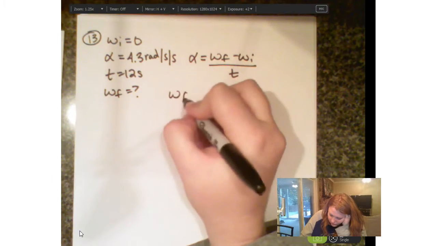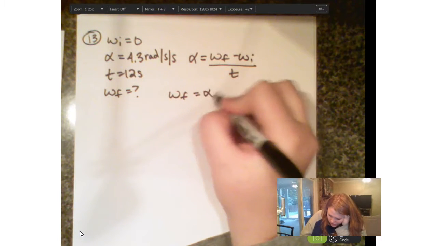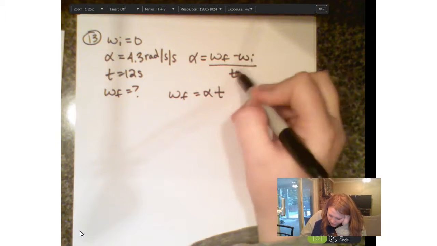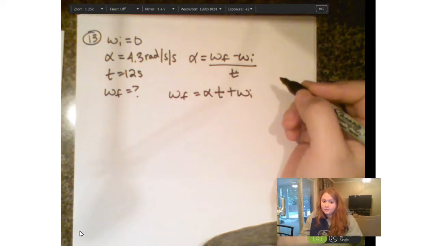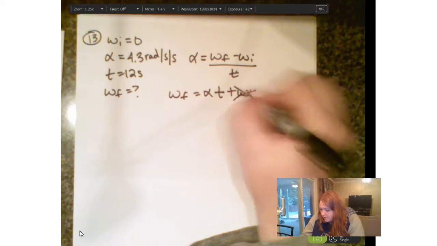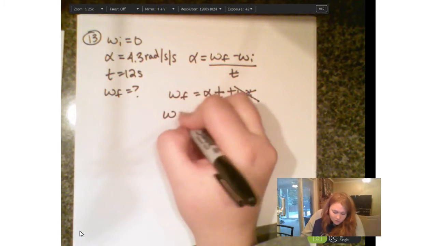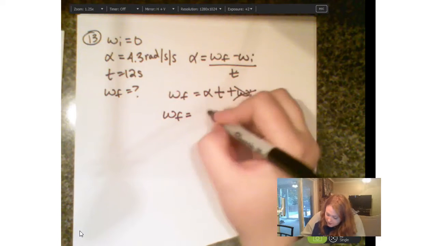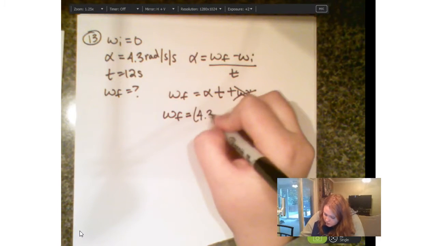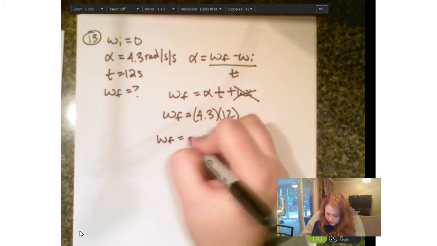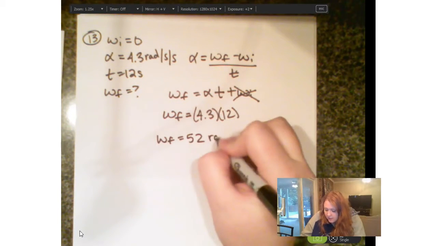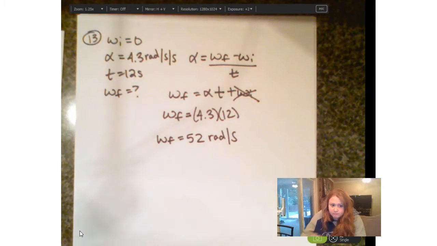So your final omega is going to equal acceleration times time. We're going to multiply both sides by t and then add our initial velocity. Now our initial velocity is 0. That term is going to go away. So omega f ends up being our acceleration, which is 4.3, times our time, which is 12. So omega f equals 52 radians per second.